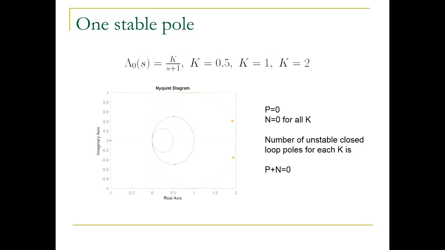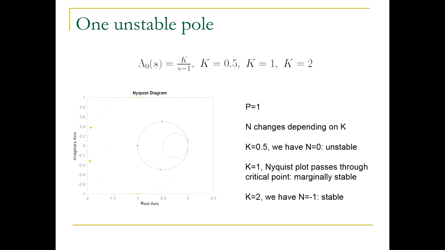So because there are no encirclements and there are no unstable open loop poles, we get stability for all K, right? Note how a larger K increases the amplitude but doesn't change the phase. So radially, we grow the amplitude by the amount of K, but the phase wouldn't change for these points, right? So we get these plots for K 0.5, 1, and 2.